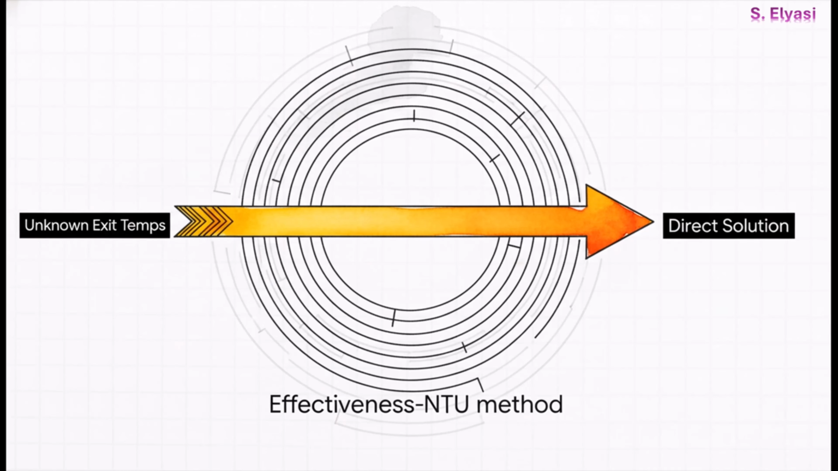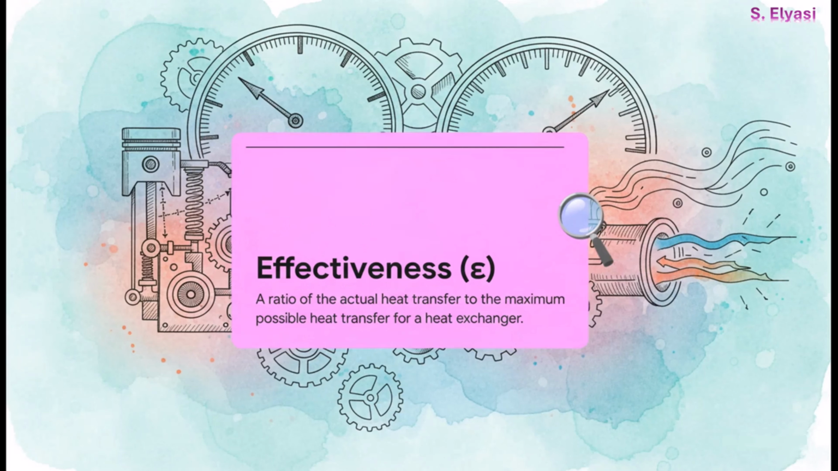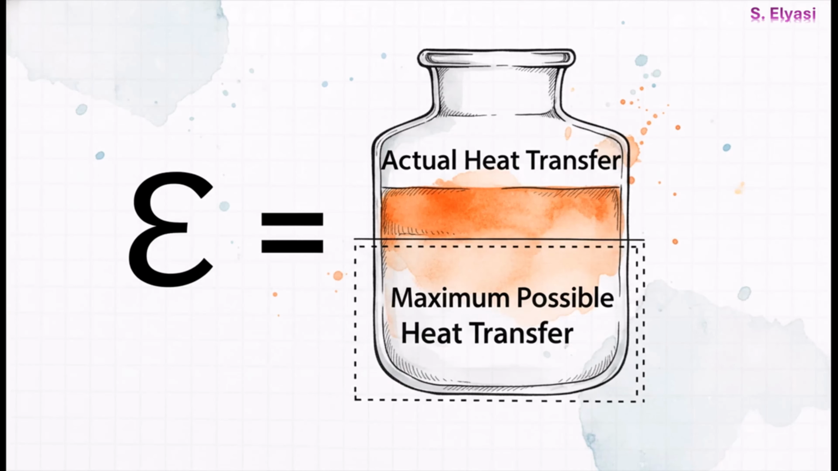This is the effectiveness NTU method, and it avoids that whole guessing game. It's a total game changer, especially for comparing different heat exchangers for a specific job. So first up is effectiveness. We use the symbol epsilon, and it's basically a performance score. The formula is pretty simple. It's just what you actually transfer divided by the most you could possibly transfer.